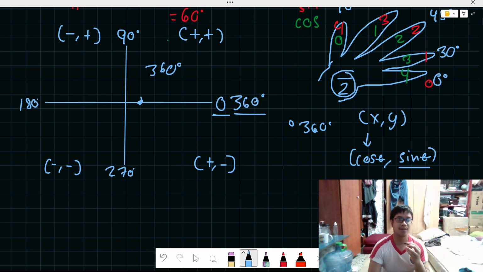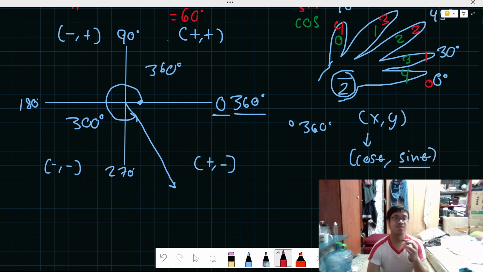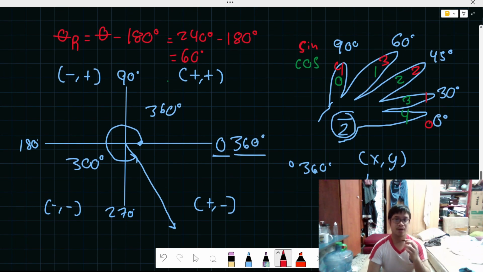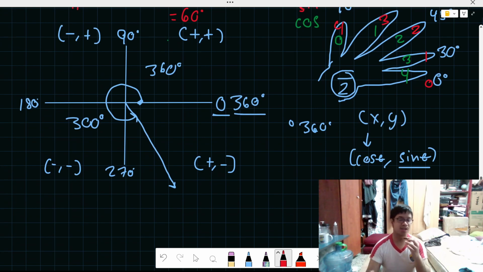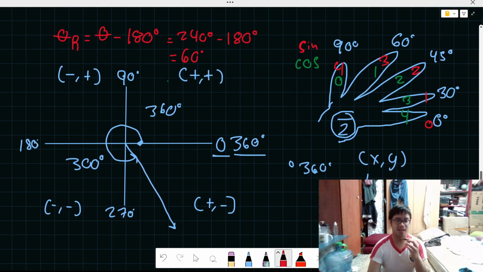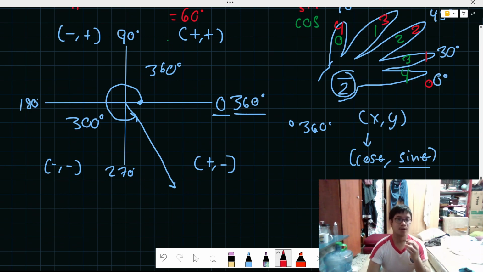I assume that 300 degrees is here, because 300 degrees is located between 270 and 360. So we can draw an angle starting from there going here. So it's 300 degrees. Then we're going to find its reference angle so that we can use 0, 30, 45, or 90 degrees instead, just like what we did earlier.